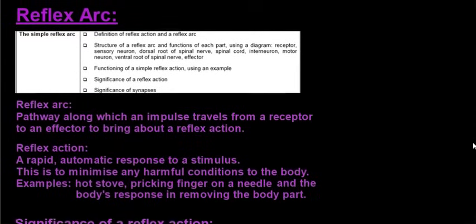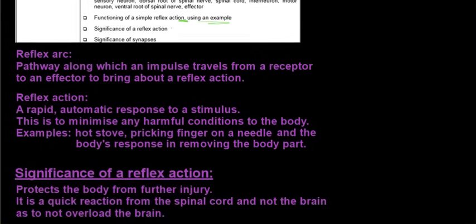Next, we'll look at the reflex arc. So here you need to know the definition of a reflex action and then a reflex arc. Then you need to know the different structures and their functions of each part, and then explaining that by looking at a diagram and using these words. This is in your exam guidelines, so have a look at that a bit later on. You also need to know the functioning of a simple reflex action using an example, the significance of a reflex action, and then the significance of synapses.